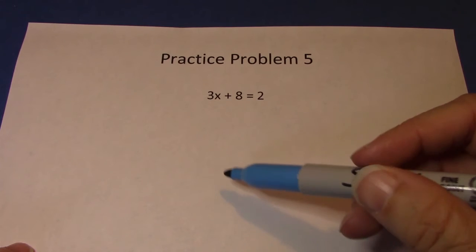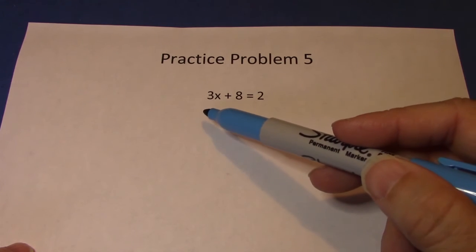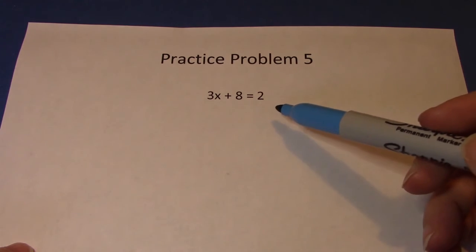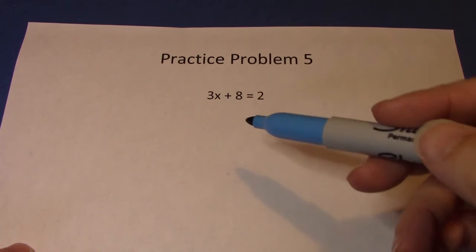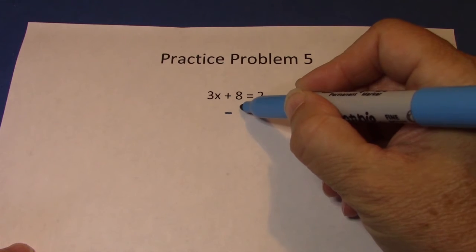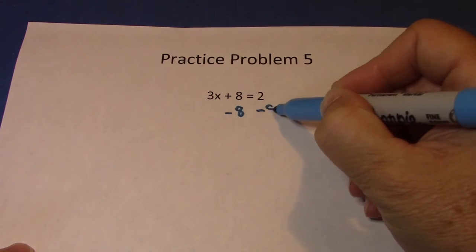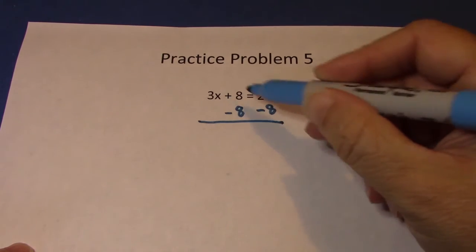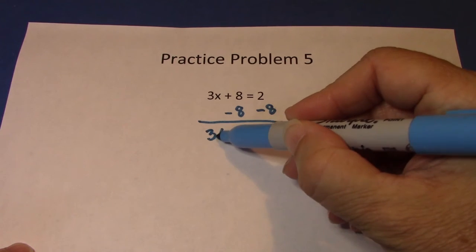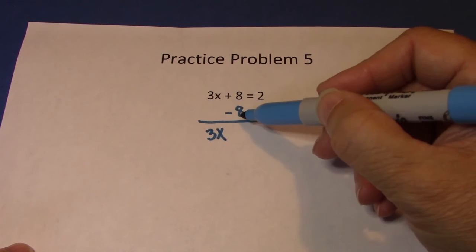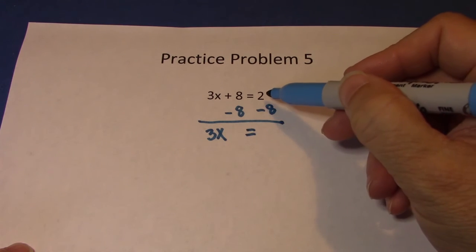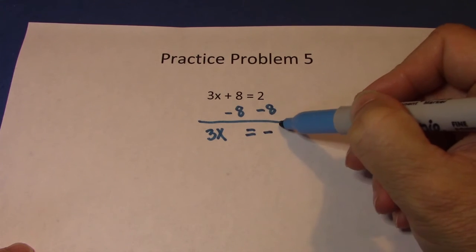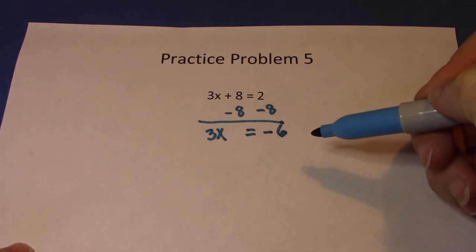Problem number 5 says 3x plus 8 equals 2. So let's undo the things that are happening to x. Let's undo this addition first, and the opposite of addition is, of course, subtraction. That leaves us with 3x on this side, because adding 8 and then subtracting 8 brings it down to 0. 2 minus 8 is a negative 6.